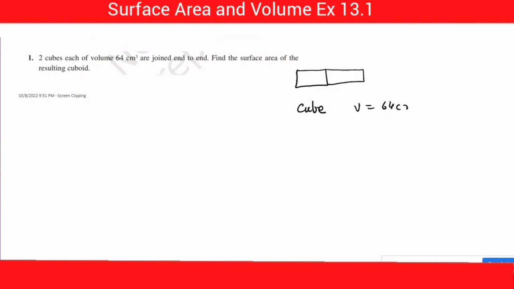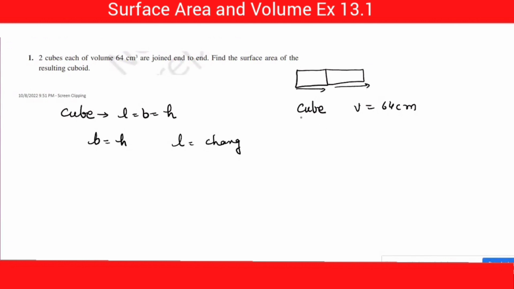64 centimeter cube. Find the surface area of the resulting cuboid. So when two cubes are joined, in a cube, length is equal to breadth is equal to height. Breadth and height remain the same, but length changes. Why? Because this is one cube and this is another cube, so it gets doubled.